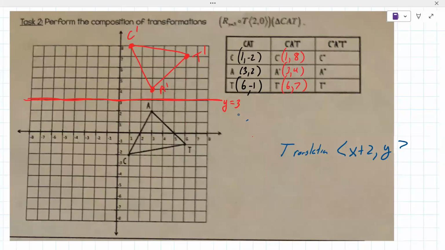All right. C double prime is 3, 8. A is 5, 4. Good. And T is 8, 7. You got it. Good. Just everything moved to the right 2 units.